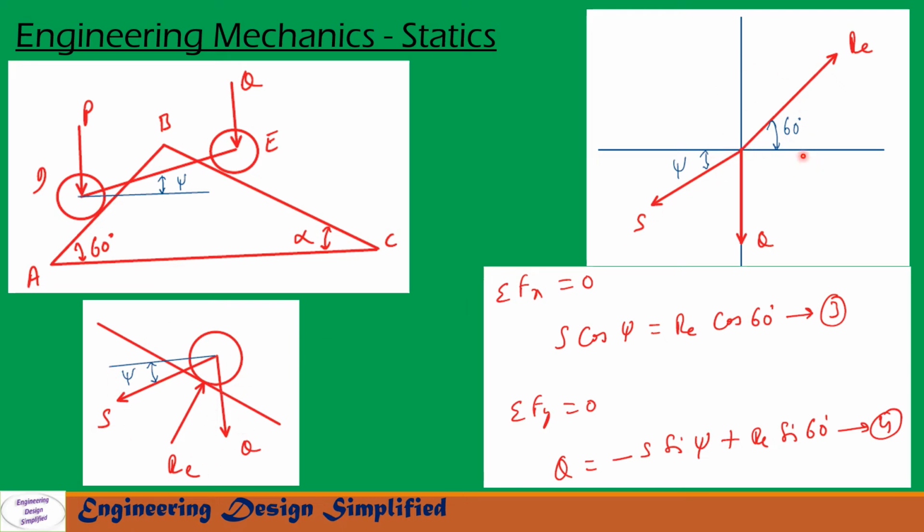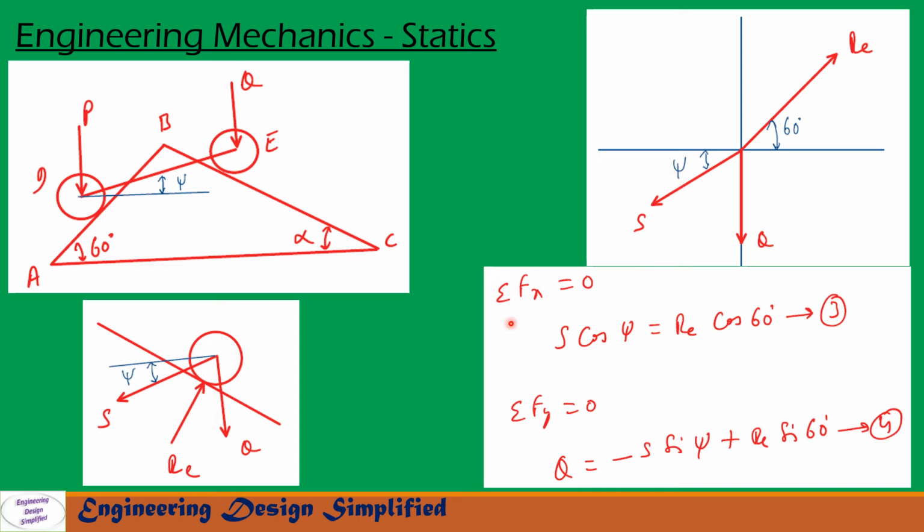So on the XY plane we have Q acting downwards vertically and RC acting towards this direction. The angle between RC and the horizontal is 60 degrees. Similarly, S is acting towards this direction, and the angle between the horizontal and S is psi. So now let us resolve forces along the X and Y directions.